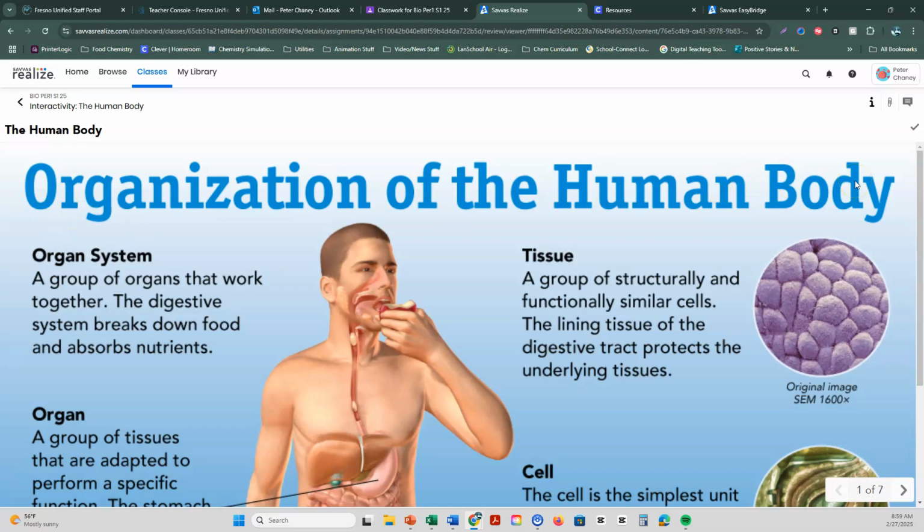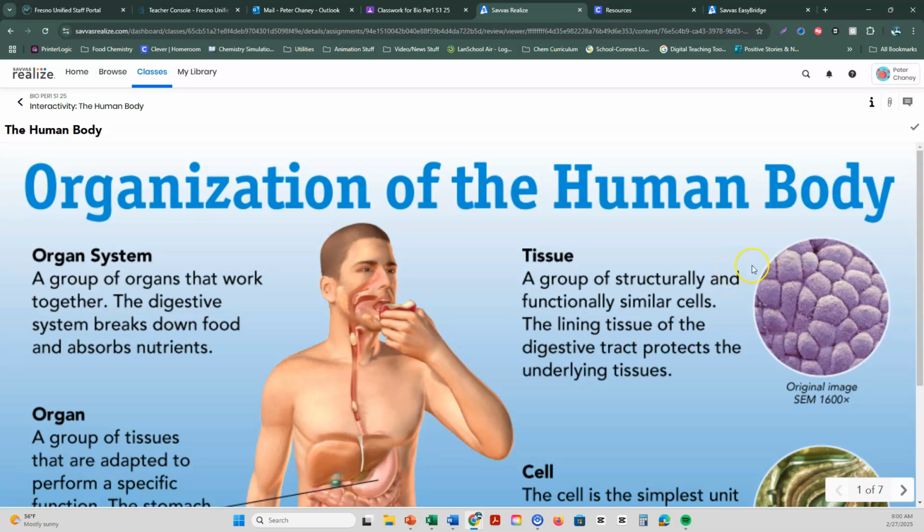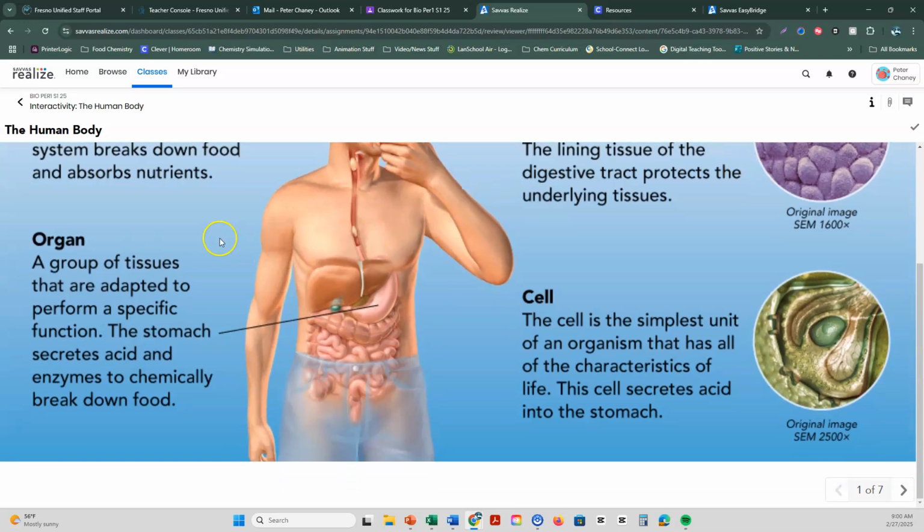Organization of the human body. Again, we're talking about cell to tissue to organ system. So let's go through that. The cell is the simplest unit of an organism that has all of the characteristics of life. This cell secretes acid into the stomach. Tissue, a group of structurally and functionally similar cells. The lining tissue of the digestive tract protects the underlying tissues, so a bunch of cells makes up a tissue. A bunch of tissues make up an organ, a group of tissues that are adapted to perform a specific function. Like the stomach secretes acid and enzymes to chemically break down food. The stomach is an organ made up of tissues, which is made up of cells.